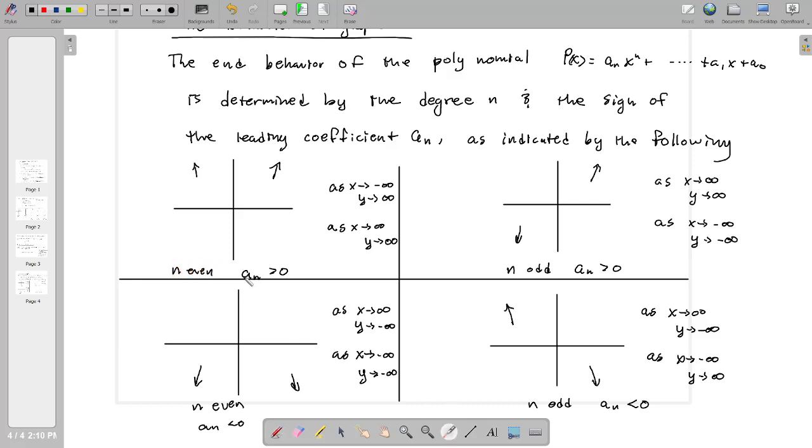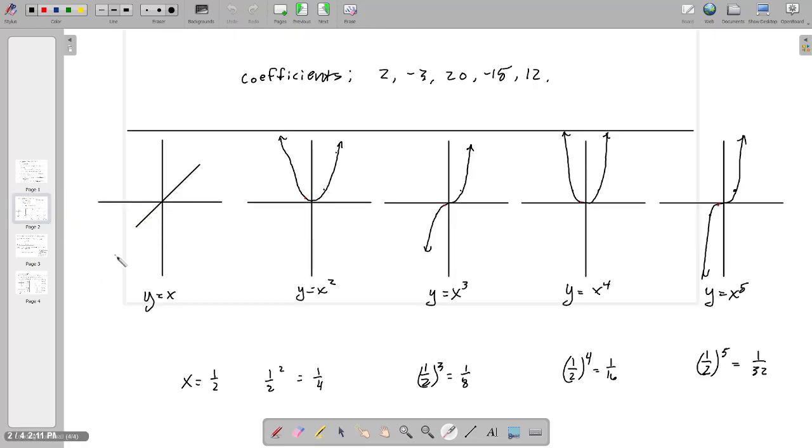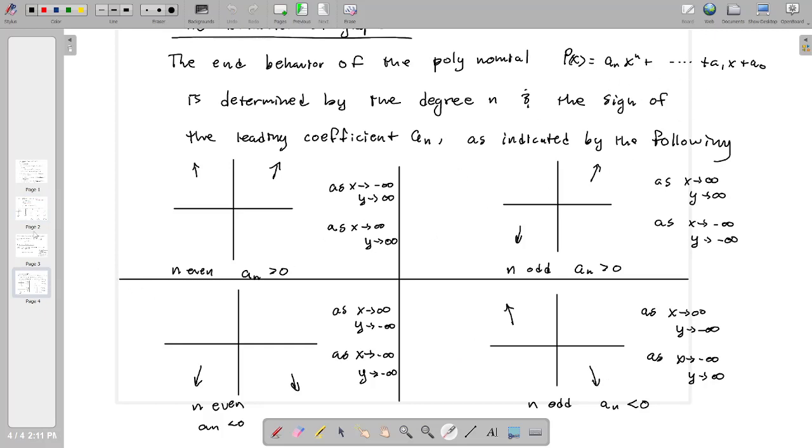So if n is even and a sub n is positive, we have up, up as our end behaviors. If n is odd and a sub n is positive, we have down, up for our end behaviors. If n is even and a sub n is negative, then we have down, down for our end behaviors. And if n is odd and a sub n is negative, we have up, down for our end behaviors. And those should follow here as well, because these are just special cases of these polynomials.